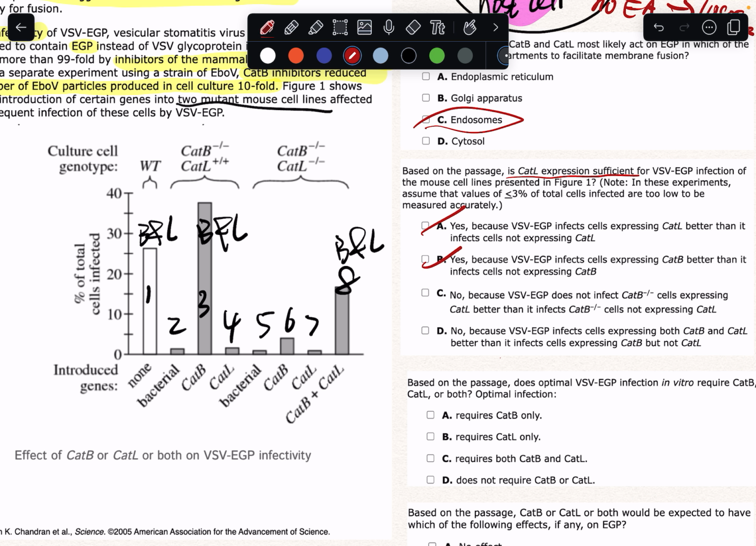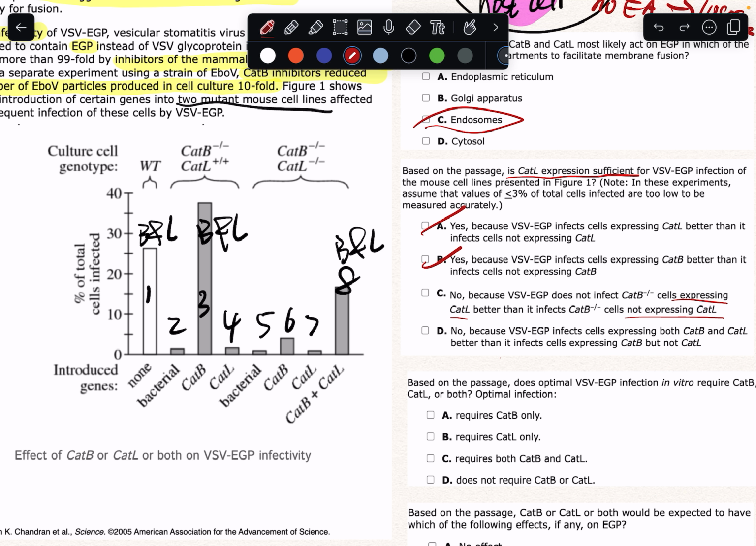So if it was my test, I'll read, okay, C says no because VSV EGP does not infect cat B minus cells expressing cat L better than it infects cat B minus cells not expressing cat L. I mean, I like it. Logically, it makes sense, right? Because it's saying that the cell that is expressing cat L is not doing a better job of infection than the cells without cat L. So cat L is probably not sufficient, okay? So C is logical, okay? C is logically legit.